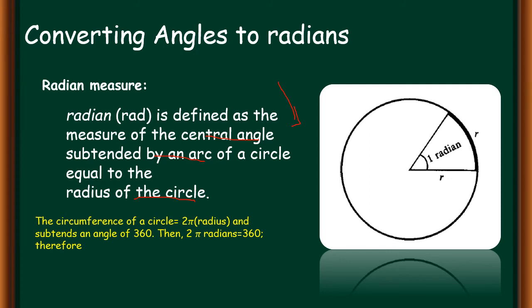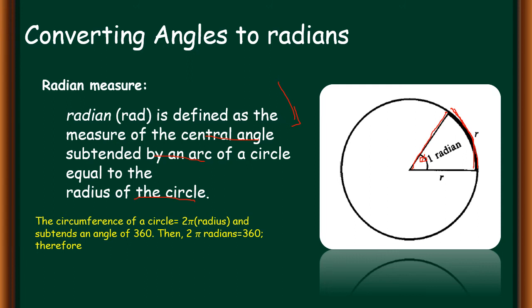So, meron tayo ditong arc, itong naka-bold. So, this is the arc that subtended the radian. Ito yung ating angle. So, this is the radian angle, subtended by an arc of a circle equal to the radius of the circle. Which means, yung arc mismo na subtend ng angle is equivalent ng radius ng circle. So, yung length nito from this point here to here is equivalent sa subtended arc ng isang radian o isang part ng circle. So, that is 1 radian.